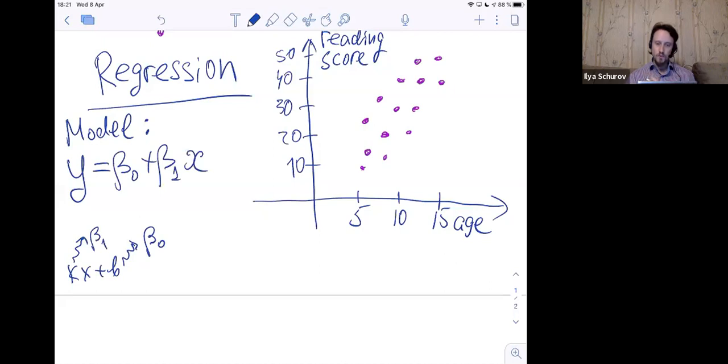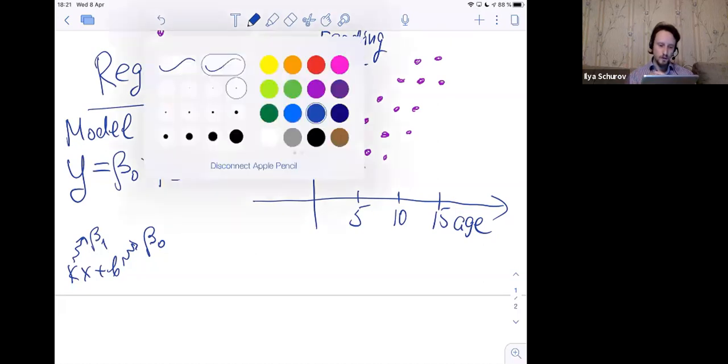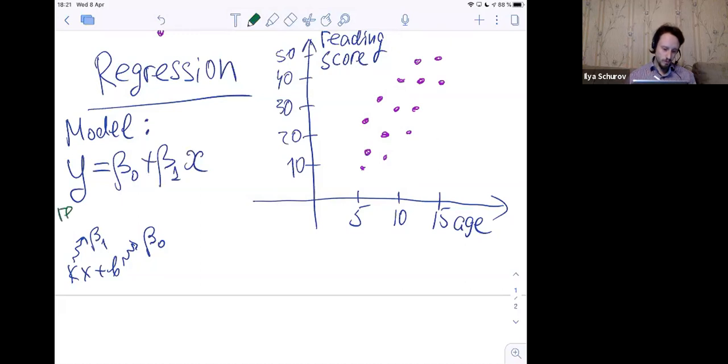And this is our model. So we believe that in some idealistic world, the reading score, which is y here, depends on age using this equation. We have to discuss a little bit the properties of linear relationships because we need to interpret the results of our models.